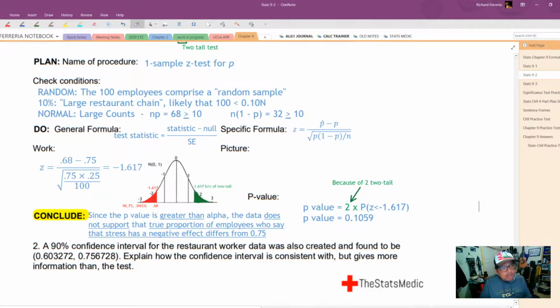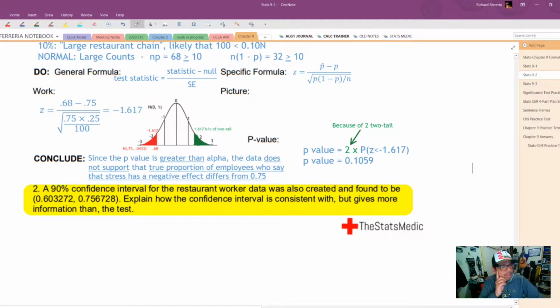And then conclusion-wise, since the p-value is greater than alpha, the data does not support that the true proportion of employees who say stress has a negative effect differs from 0.75.